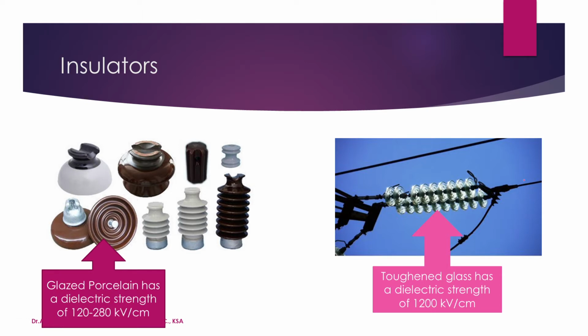So this is our conductor, and this is our tower. This is our transmission tower. Now this transmission tower is grounded. When the transmission tower is grounded, it means that it is at ground potential.